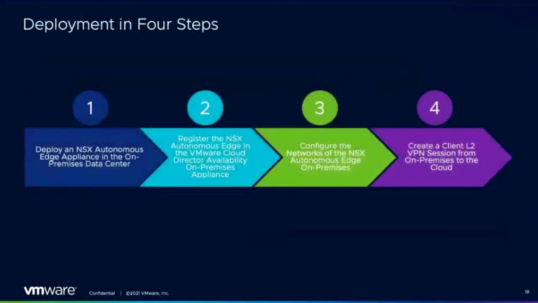And in terms of the tenant, there are 4 simple steps to be performed. First, they deploy the Autonomous Edge from the OVA in the on-premises data center. Then they register it in VMware Cloud Director Availability through the new menu that we have for that. After the successful registration, the networks of the Autonomous Edge are configured, again in the same UI. And the tenants have to create a client L2 VPN session to connect to the already present server session on the cloud side. And with that, the whole configuration is done.